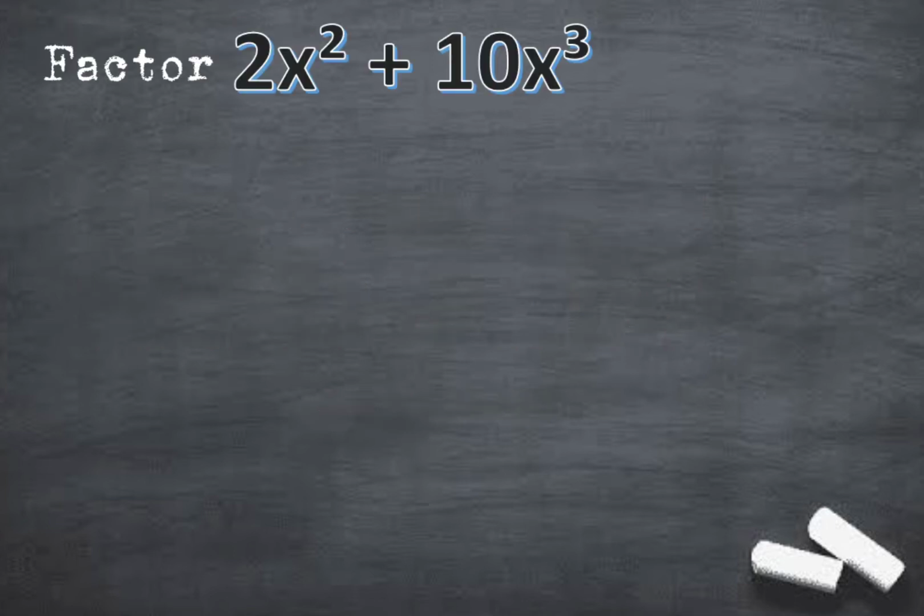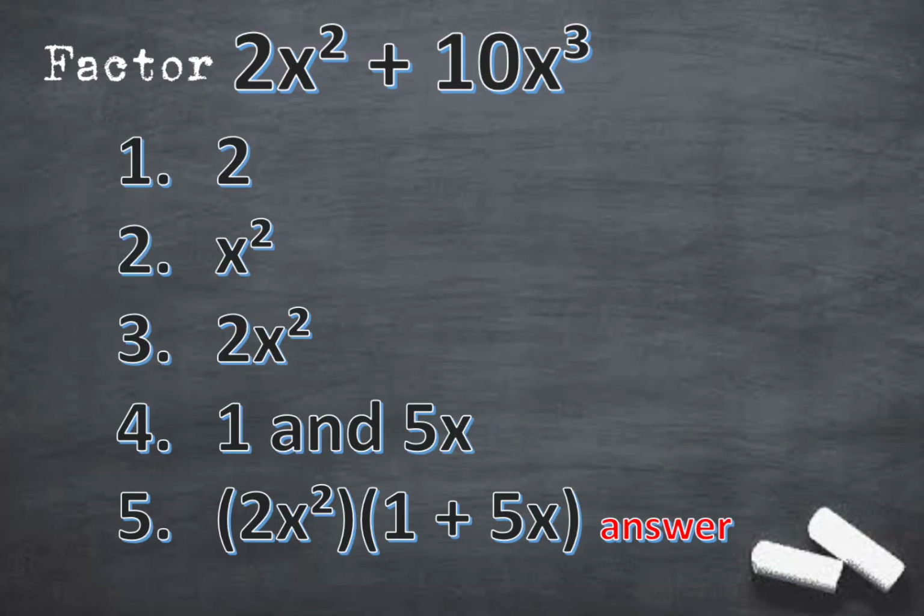Another example, let us factor 2x squared plus 10x cubed. Identify the numerical coefficients first. We have 2 and 10, and their GCF is 2. Next, identify the GCF of the variables. The GCF of x squared and x cubed is x squared. And then we combine them to get 2x squared. Now, this is the GCF of the expression. For the fourth step, let us determine what the GCF needs to be multiplied by to obtain each term in the expression. So we have 1 and 5x. Lastly, we write the factored form of the expression. We have 2x squared multiplied to 1 plus 5x.